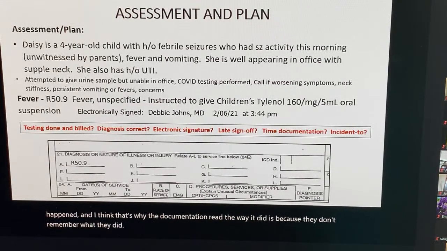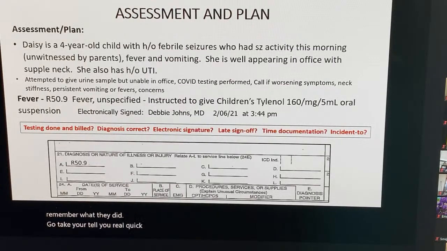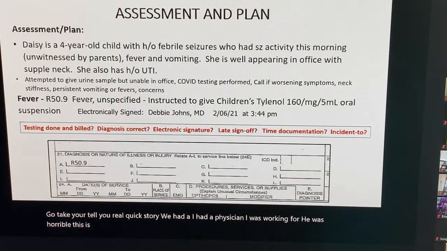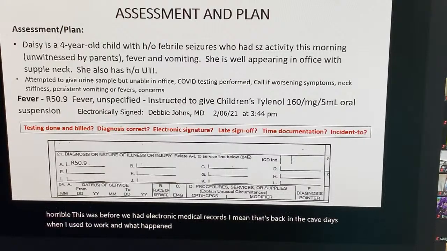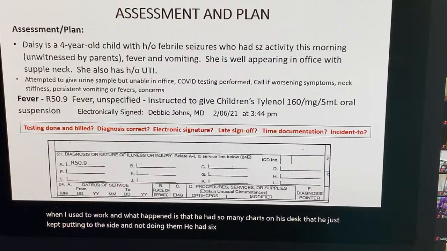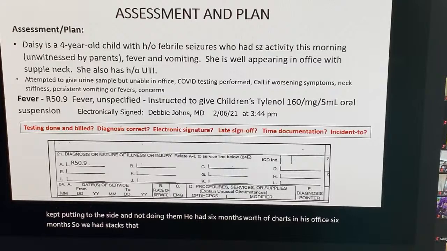But let me tell you a real quick story. I had a physician I was working for. He was horrible. This is before we had electronic medical records. I mean, that's back in the cave days when I used to work. And what happened is that he had so many charts on his desk that he just kept putting to the side and not doing them. He had 6 months worth of charts in his office. 6 months. So we had stacks that we had to go through if we wanted to find somebody's chart. It was unbelievable.